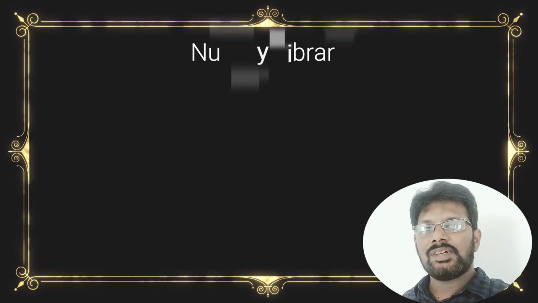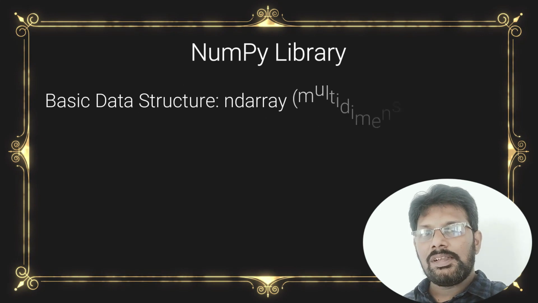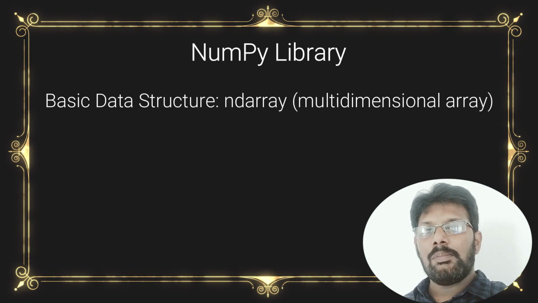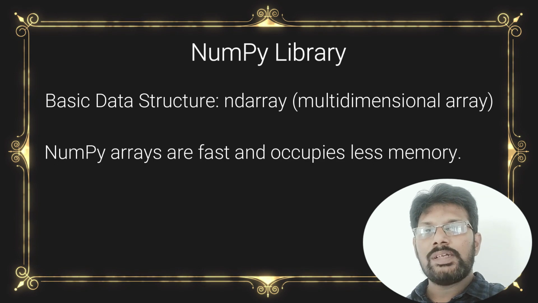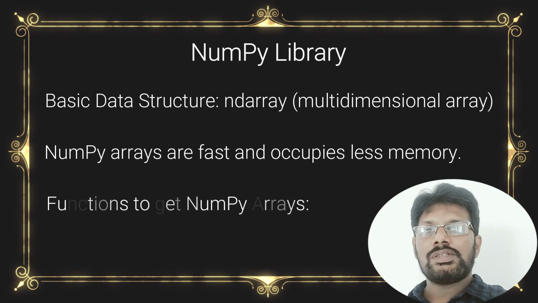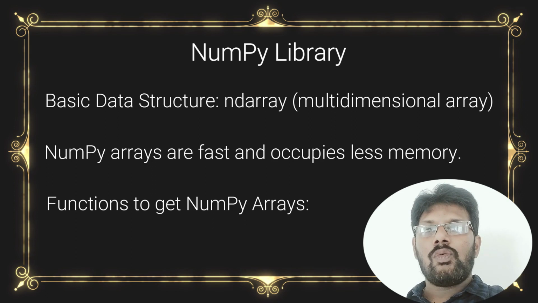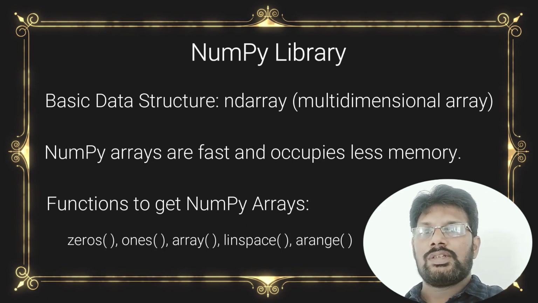NumPy is one of Python's libraries we have to perform scientific computations. The basic data structure in NumPy is a multidimensional array of type ndarray. ndarrays are very fast and also occupy less space in memory compared with basic Python data structures such as lists. So in this video I will show 5 functions to get NumPy arrays. Those are zeros, ones, array, linspace as well as arange function.